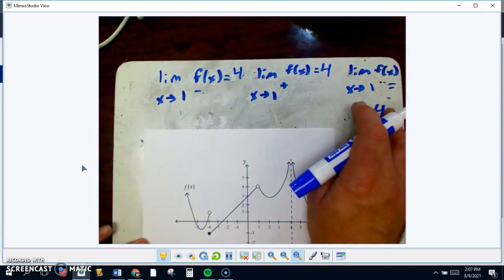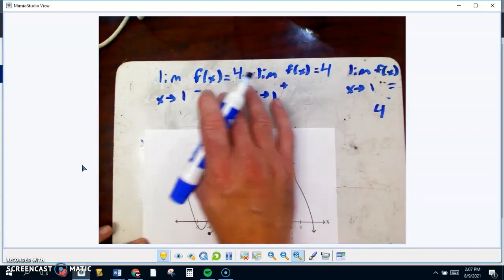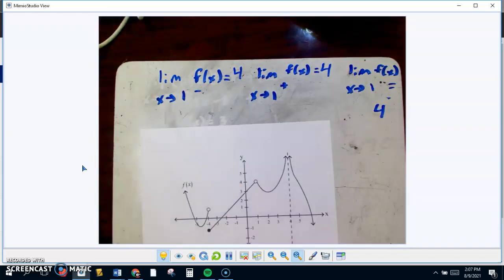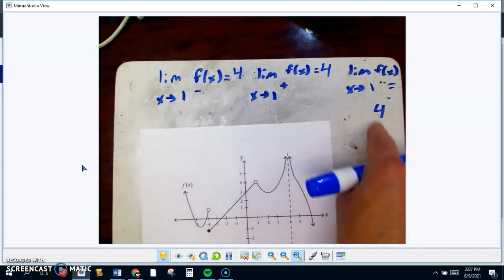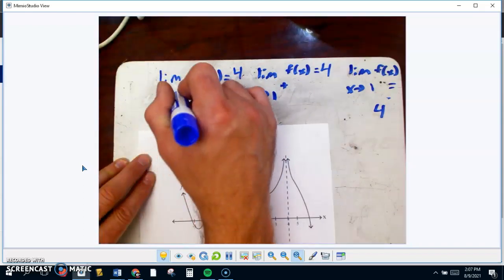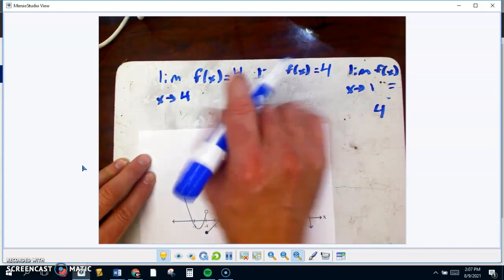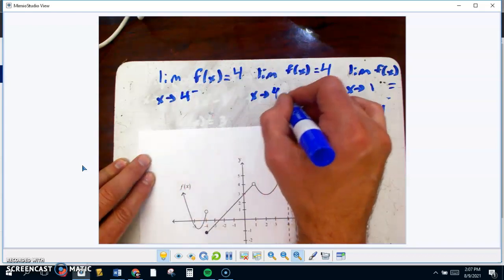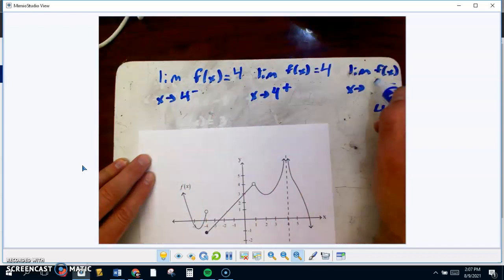Again, this general limit just simply means the left hand and right hand agree, and then if they agree, you just take that same number. So even though there's this strange discontinuity, that does not affect the fact that we have a limit of 4. Finally, as we approach positive 4, from the left, positive 4 from the right, and positive 4 in general.